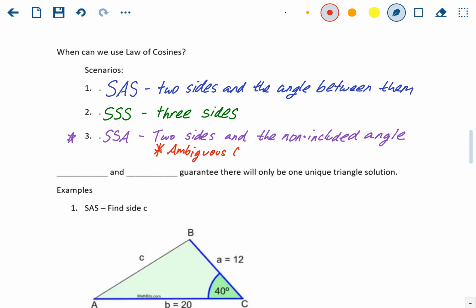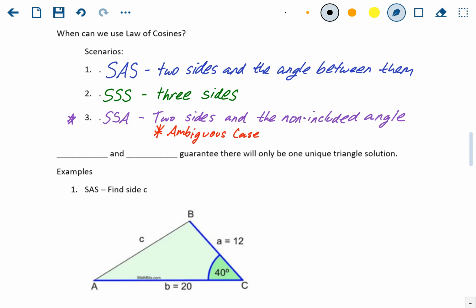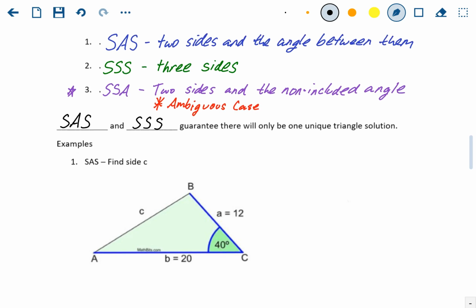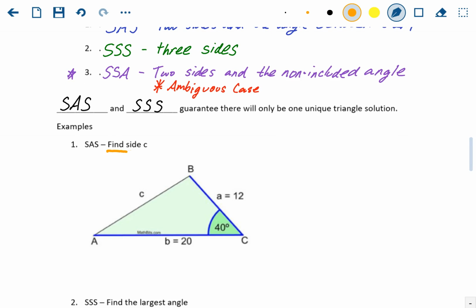Okay, and we're going to talk about those cases later, but just know that side-side-angle might have some weird things going on. But side-angle-side and side-side-side guarantee that there will be one unique triangle solution. All right, so let's run through an example.